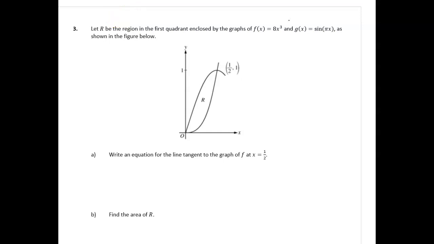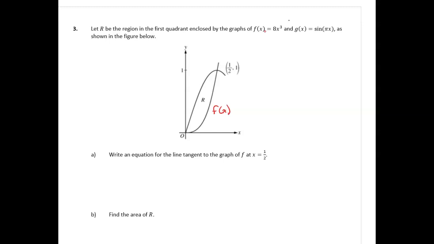The very first thing that I would do is make sure that you know which of these curves corresponds to which function. So let's just think about this. f of x looks like 8x cubed, so that's just a regular cubic function. We're starting at the origin, it's increasing. This means that this function is function f, so this is f of x.